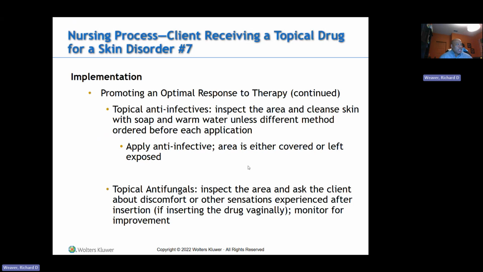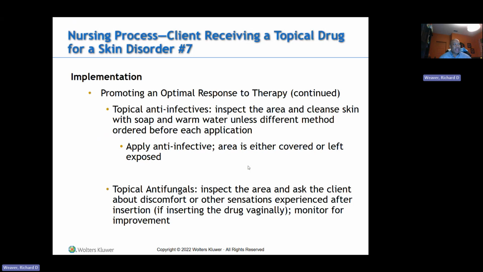All right. And so as we continue with how to promote the optimal response to this treatment, now the topical anti-infectives, we inspect the area and cleanse the skin with soap and water, warm water, unless different methods are ordered before each application. We want the area to be clean before we apply the medications.